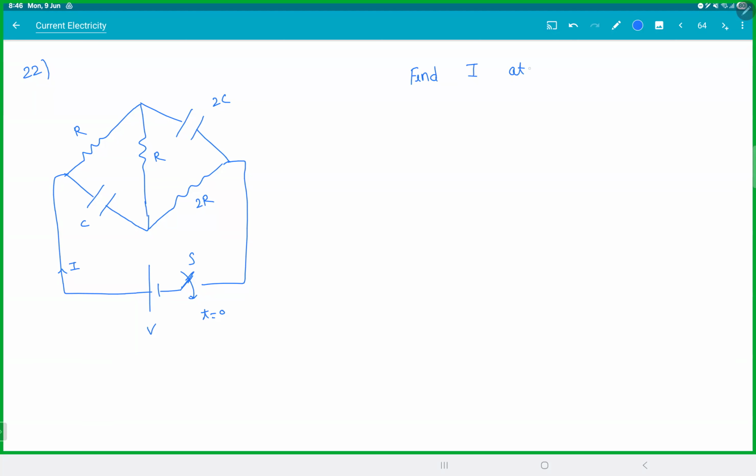Find I at t0 and t infinity, and find the final charges on the capacitor. Final charges meaning at infinity.